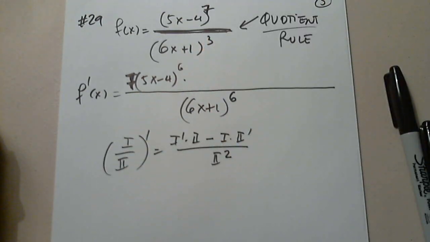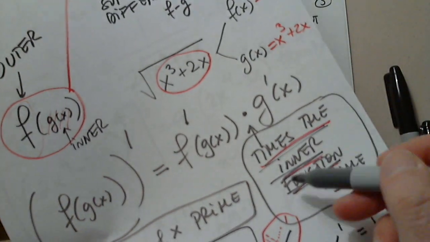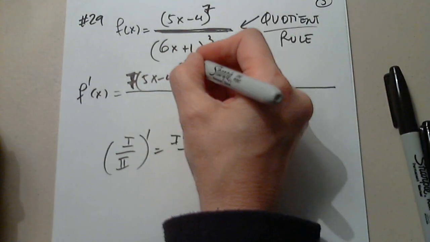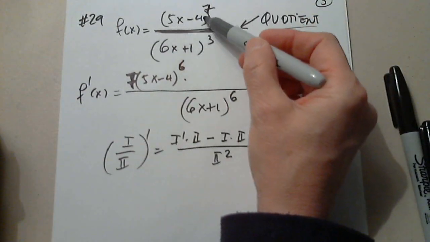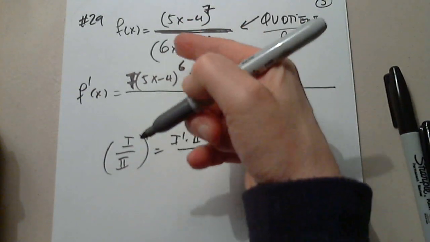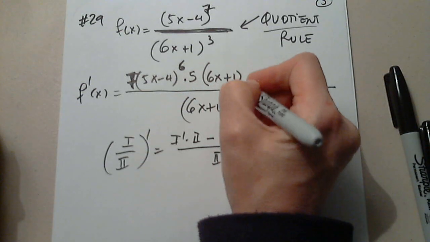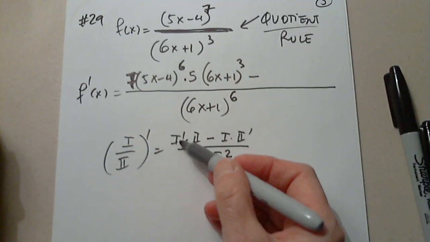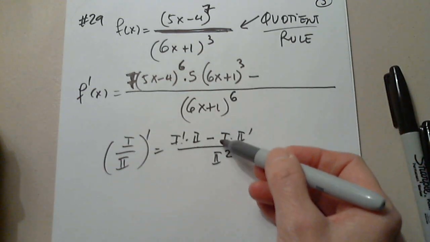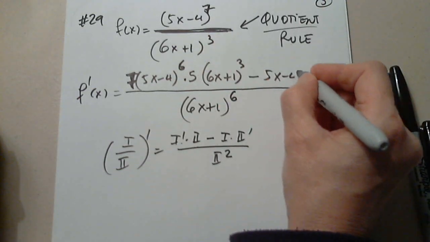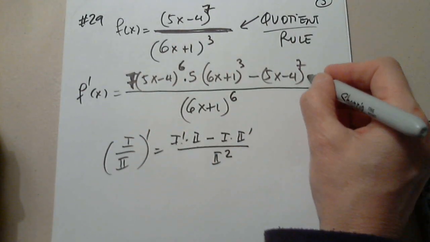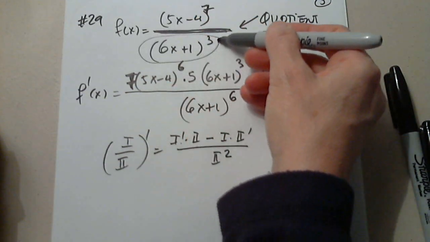Times the inner function prime. I cannot stress enough, times the inner function prime. Good. Times 5. Excellent. Times the denominator now. I reach the minus. I copy the top. And now I have to differentiate the denominator.